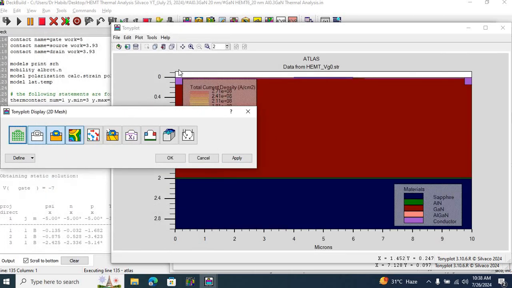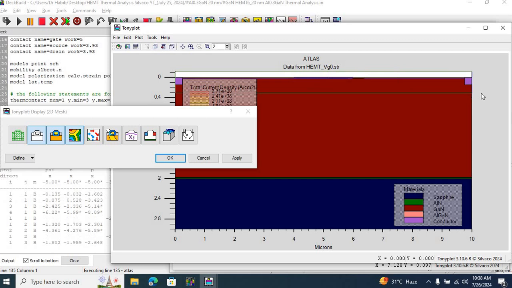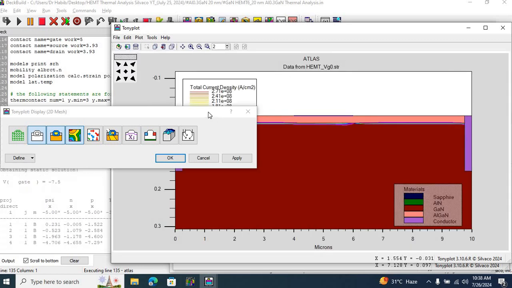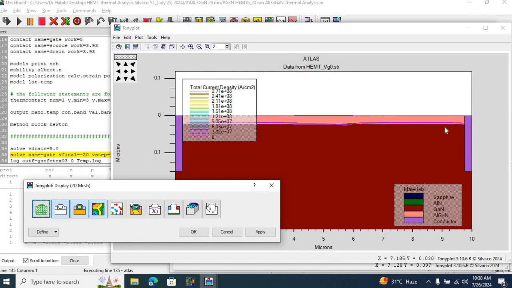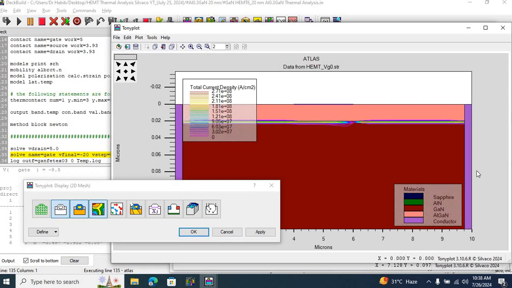Click OK, and if you zoom in on this region, now you see that the current density is actually confined to this thin channel, which is the junction of the aluminum gallium nitride and gallium nitride layer.